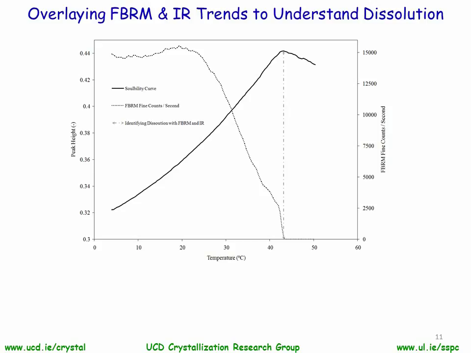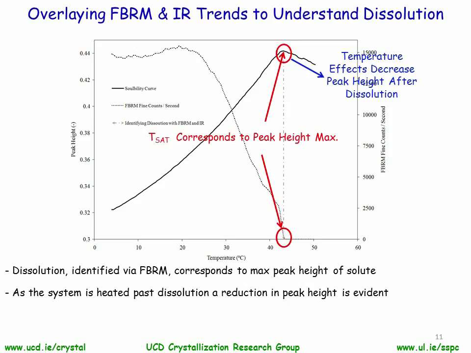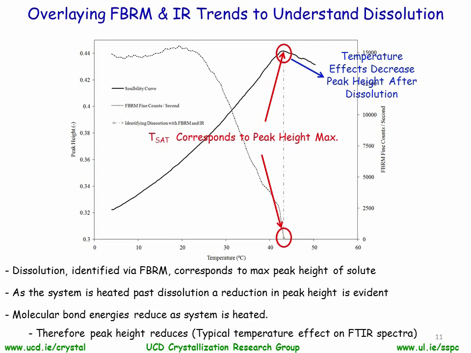As we dissolve our solid, we increase the liquid phase concentration of our solute, so that corresponds to an increase in our peak height. You can see our peak height plateaus at a point which corresponds to the disappearance of our FBRM counts, so disappearance of our crystals. After this point, we see a corresponding decrease in our peak height. What we can show here is that the decrease in our peak height corresponds to temperature effects in the spectra.